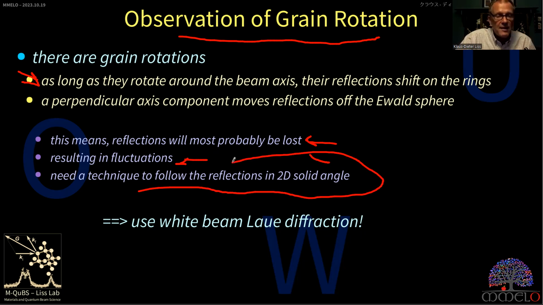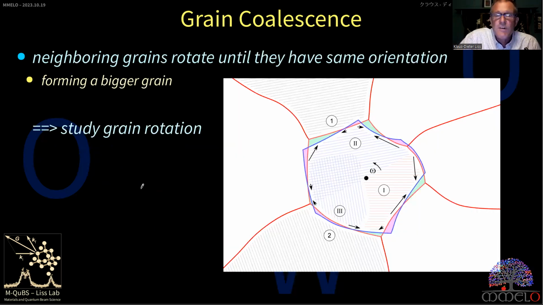And they said, let's use wide beam Laue diffraction. With wide beam Laue diffraction, you can orient the crystal in any orientation. It chooses a wavelength, it chooses a K vector, and reflects. So let's look at grain coalescence. I don't want to talk too much about the technique. I want to talk about grain coalescence.